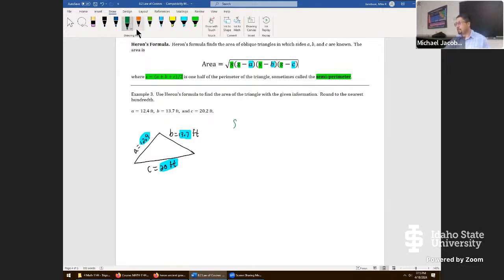Step 1, calculate S. So S says, sum all these values right here. Where's my red dot? There we go. So it's going to be 12.4 plus 13.7 plus 20. Oh, that's a 20.2. Let me fix that there. Divide the whole thing by 2. Now it's a so-called semiperimeter. It's kind of a weird definition as well. And I forgot I need a calculator. We all need one. Let's grab one.